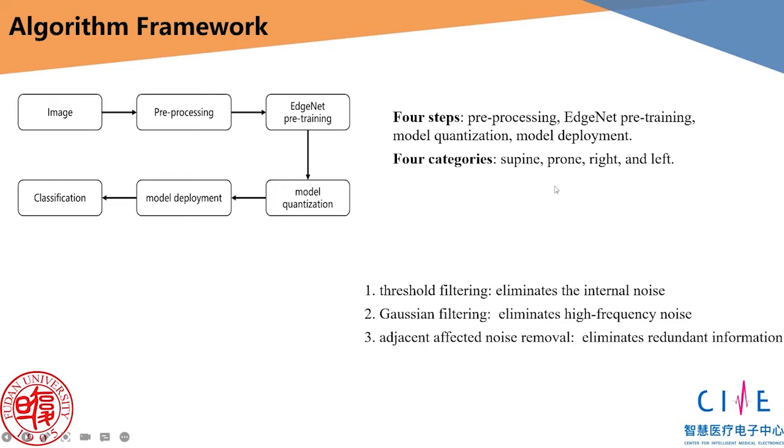To eliminate the internal noise, high-frequency noise, and redundant information due to the softness or thickness of the pressure sensors embedded in the mat, threshold filtering, Gaussian filtering, and adjacent affected noise removal are used in pre-processing.